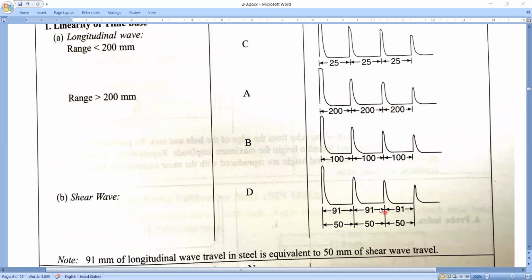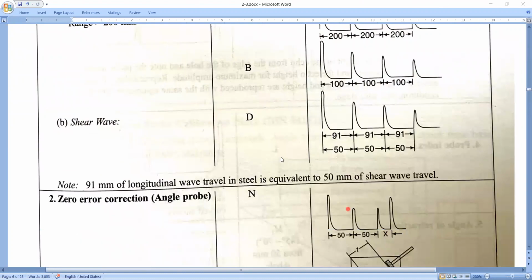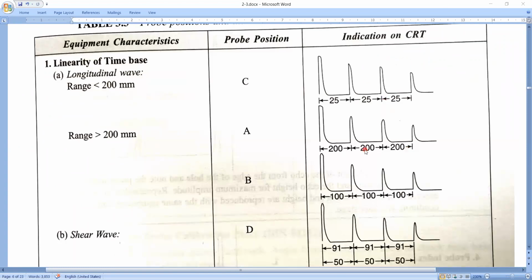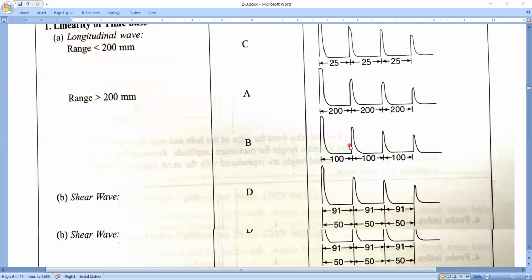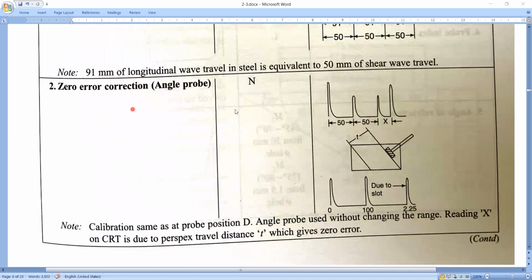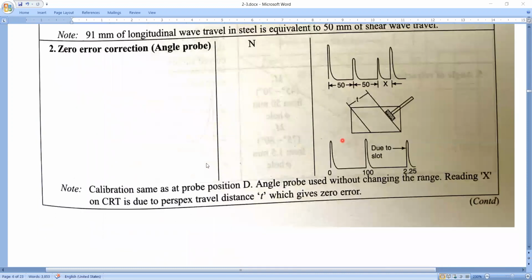This is for shear waves. Here the specimen is made of steel. This is our reference standard. If the equipment does not give a display like this, it means there is a problem in the equipment. Next, zero correction. See this. Calibration is the same as the probe position.